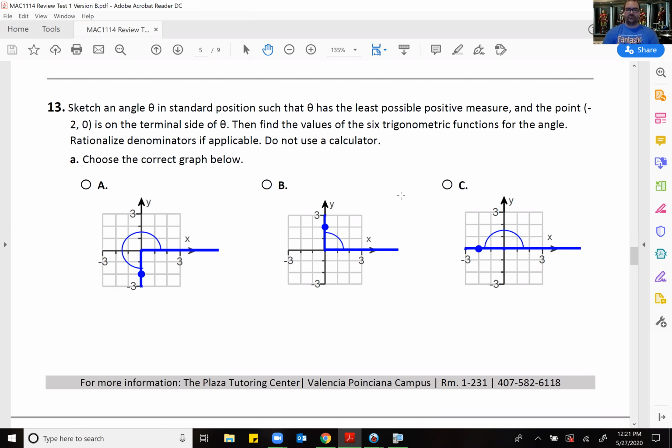Now down below that, we want to answer all of the sine thetas, the cosine thetas, the tangent thetas, cosecant theta, secant theta, cotangent theta. Now, let's talk about this because we are not on the unit circle. And remember that our point is -2, 0, which is still important to us.